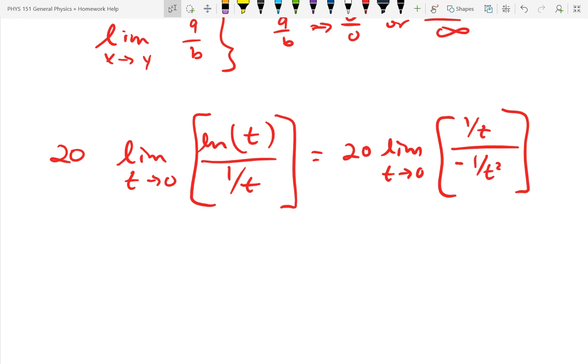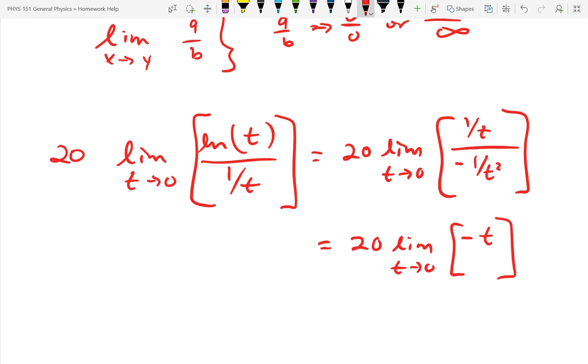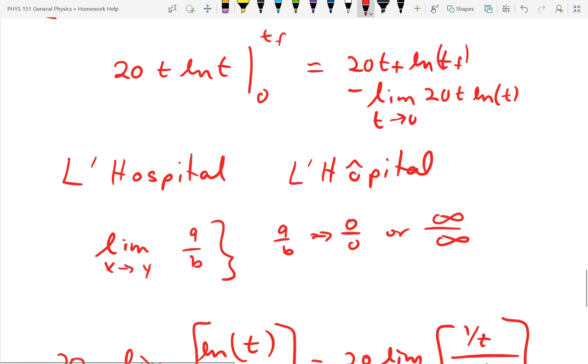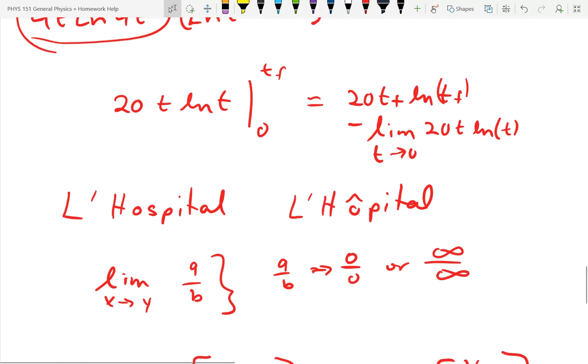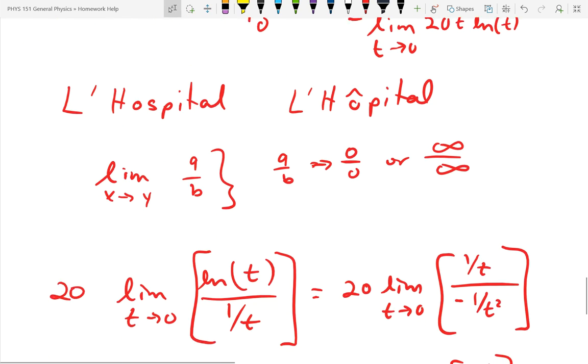Now this is determinate. That's going to be 20 times the limit as t approaches 0 of minus t. And so in the end, that last term is 0. But you have to use L'Hopital's rule to determine that it's 0. It was indeterminate if you just started out and didn't do L'Hopital's rule. So that's the trickiest part of this last problem. Everyone who has access to OneNote can now see that portion.